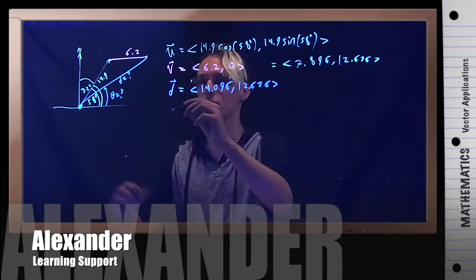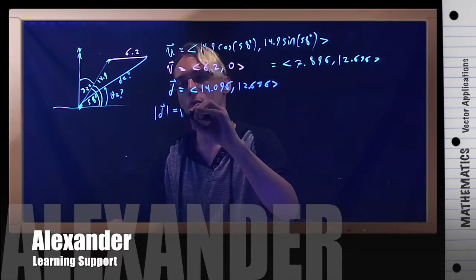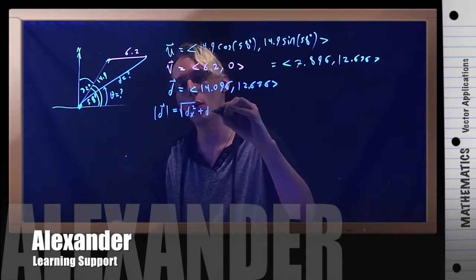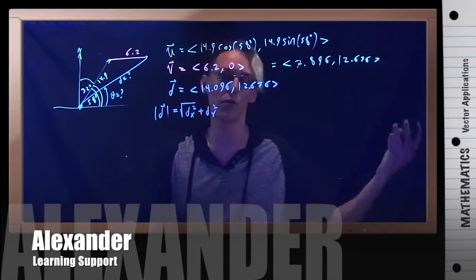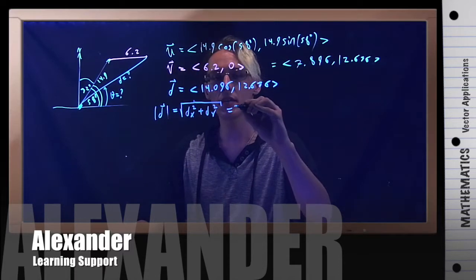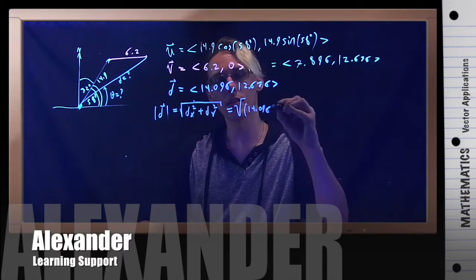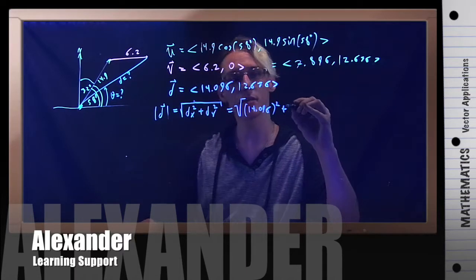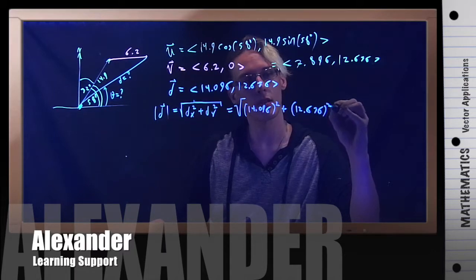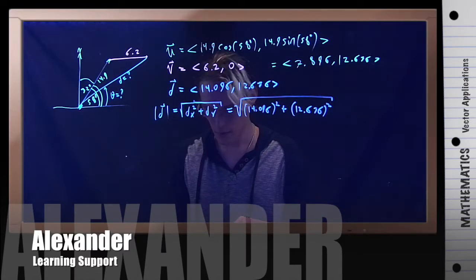To get the distance, what I want is the magnitude of the vector. And recall that the formula is that you take each component, the x1, square it, the y1, square it, and if you had more, you'd keep going, and you take the square root of that result. So in this case, it's going to be the square root of 14.096 squared plus 12.636 squared.